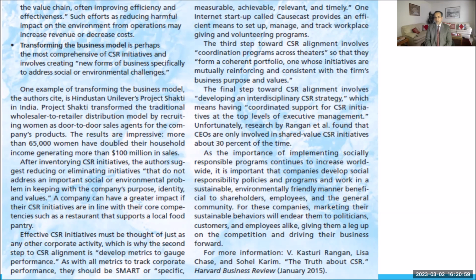Unfortunately, research by Rangan and colleagues found that chief executive officers are only involved in shared value CSR initiatives about 30% of the time. As the importance of implementing socially responsible programs continues to increase worldwide, it is important that companies develop social responsibility policies and programs and work in a sustainable, environmentally friendly manner beneficial to shareholders, to employees, and the general community. For these companies, marketing their sustainable behaviors will endear them to politicians, to customers, and to employees alike, giving them a leg up on the competition and driving their business forward.